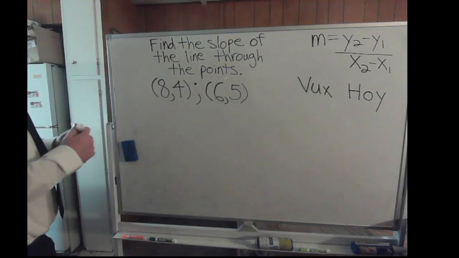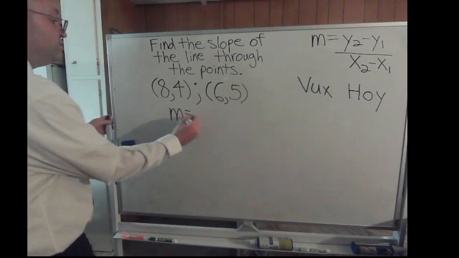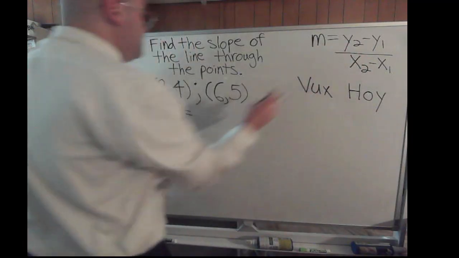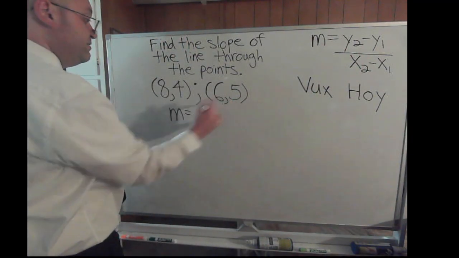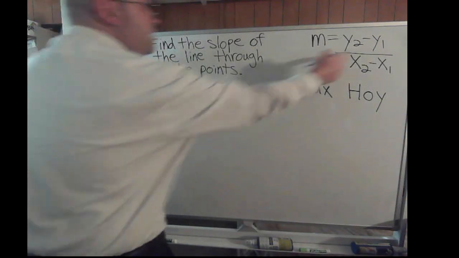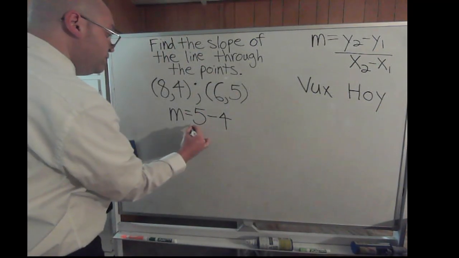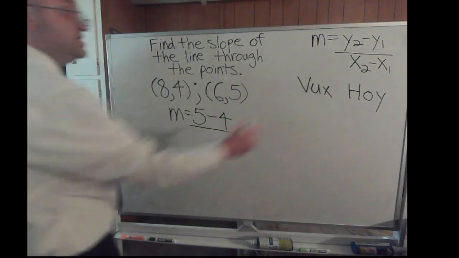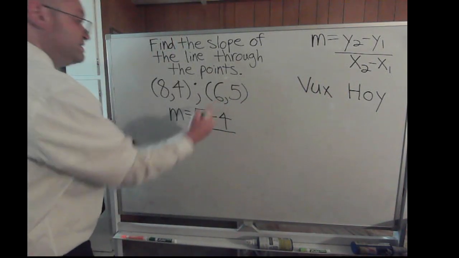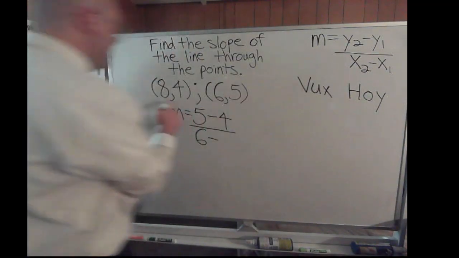Well, how are we going to do that? The slope, if we recall, is equal to our second y-coordinate, which would be 5, minus our first y-coordinate, which would be 4. So you have 5 minus 4 over your second x-coordinate, which would end up being 6, minus your first x-coordinate, which would be 8.